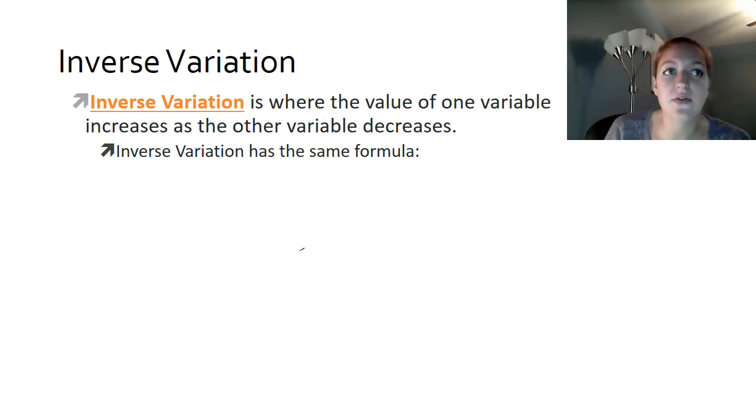So here's how the formula looks. Now you can see y equals k divided by x. So now your constant is still on the top, but now you're dividing by that second variable. So now we have a division sign.